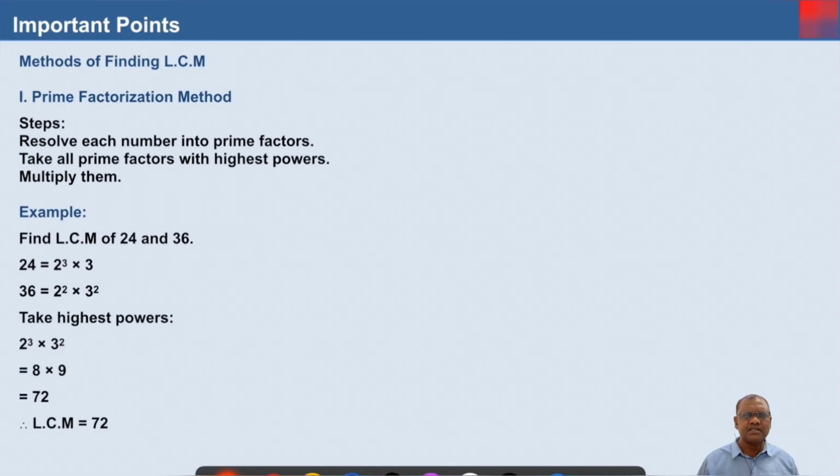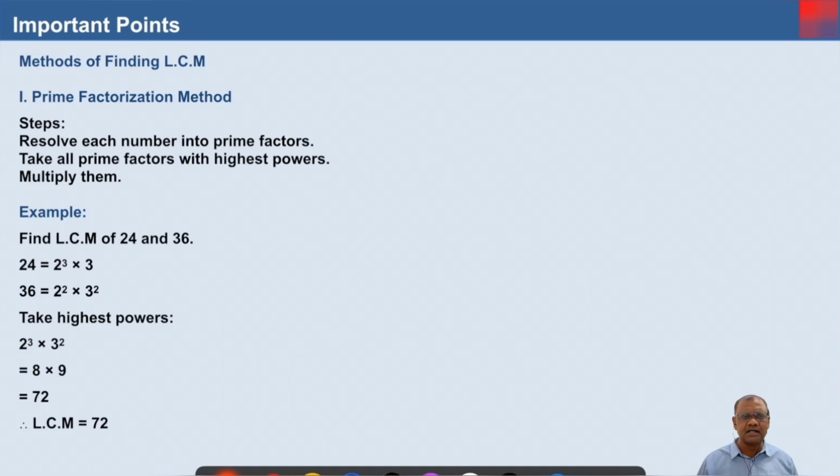So, what are the methods of finding the LCM? Here also we have prime factorization method. So, what are the steps involved here? Resolve each number into prime factors. Take all prime factors with highest powers. Multiply them. So, these are the three steps in finding the LCM.